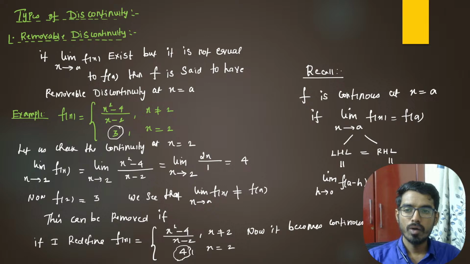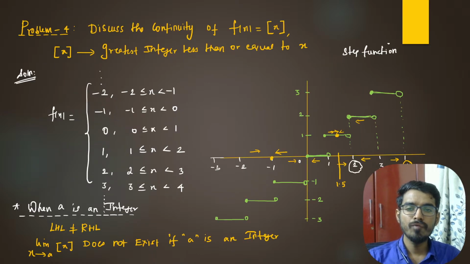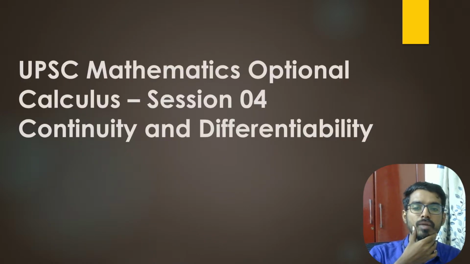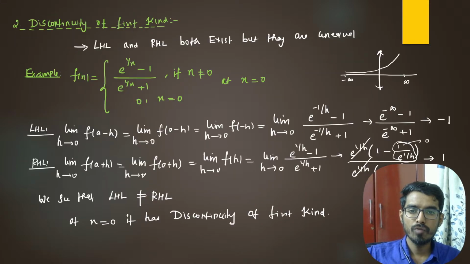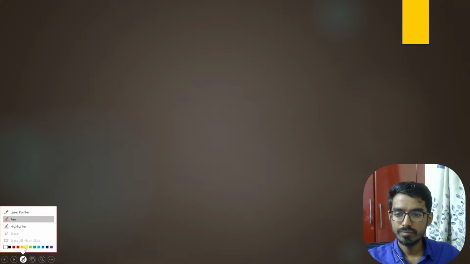Okay. So as of now, we have solved four problems based on continuity, and then we have discussed the types of discontinuity. Now we'll do more problems. Problem number 4, 5 will start. Problem number 5.